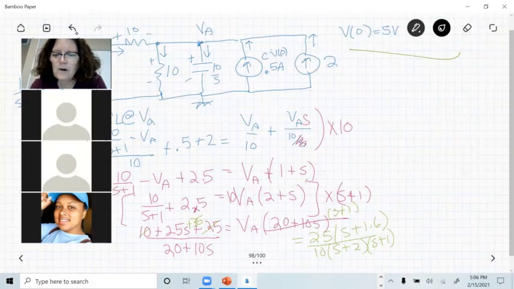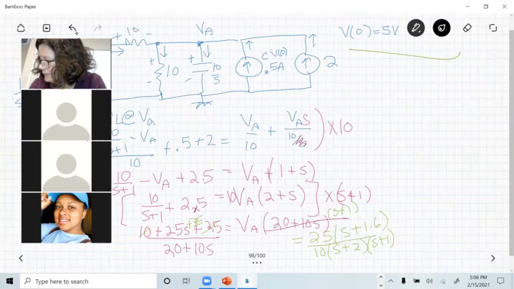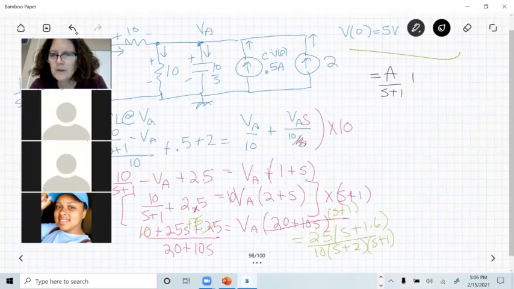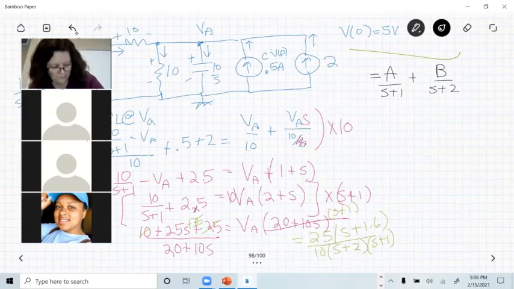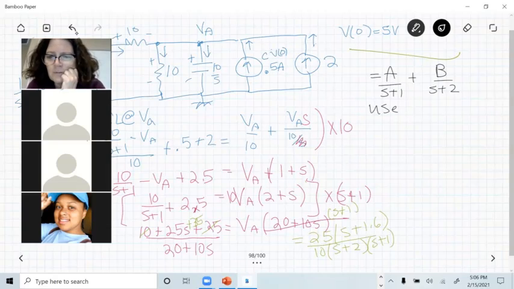So we could do a partial fraction expansion on this. And we know this would equal some factor A over s plus 1 plus some factor B over s plus 2. We could use residues, and I don't want to do this because it's getting long already, but we could use residues to find A and B.